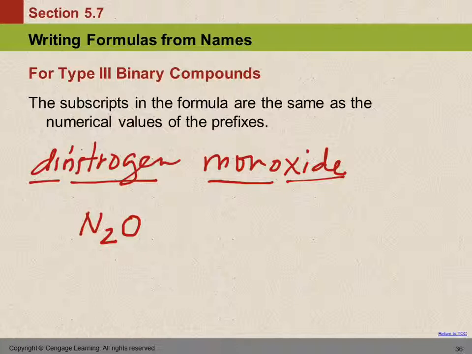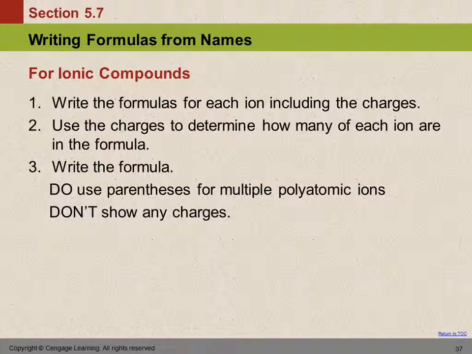We have to use those prefixes because we can't do anything with charges and figuring out how many of each there are. So it doesn't matter that nitrogen is a 3 minus. No, we can't treat it that way, because nitrogen would make a 3 minus ion, oxygen would make a 2 minus ion, and there's no way we can get negatives to add up to be 0. You've got to have a positive.